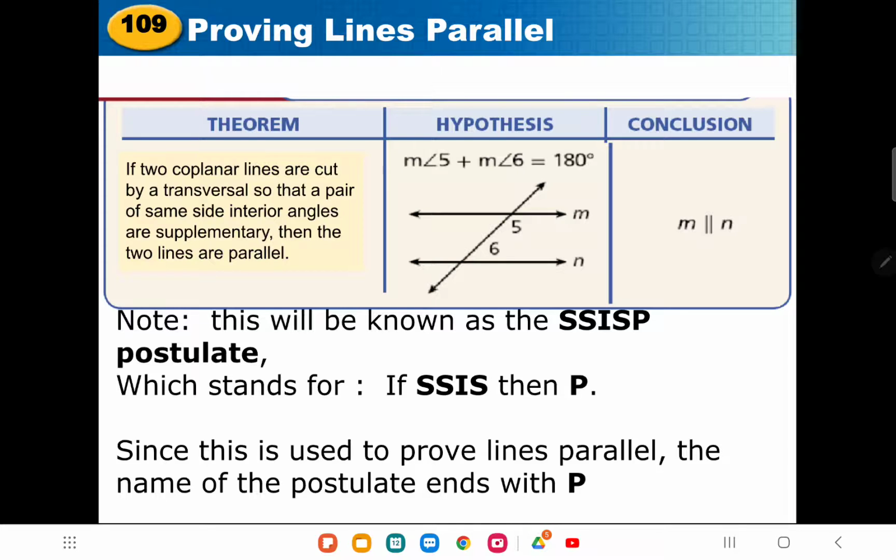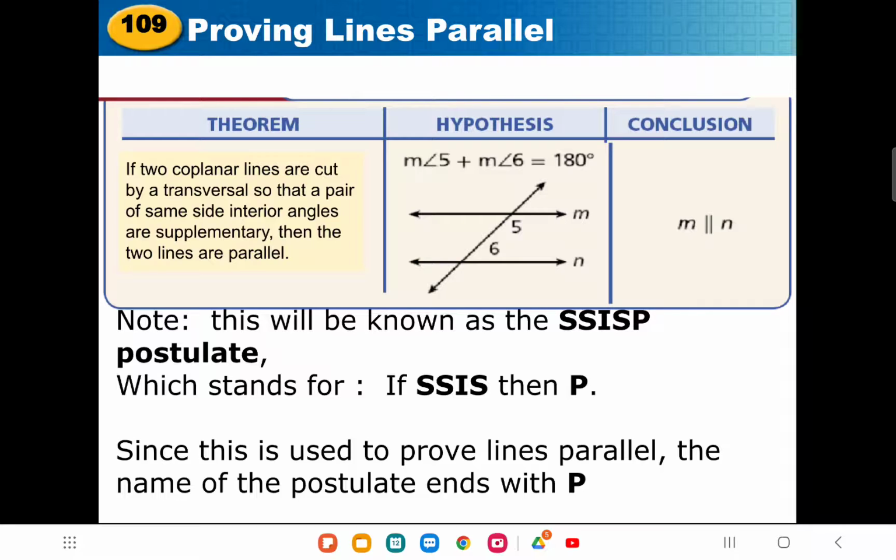So our first postulate is the same side interior supplementary postulate. If two coplanar lines are cut by a transversal so that a pair of same side interior angles are supplementary, then the two lines are parallel.